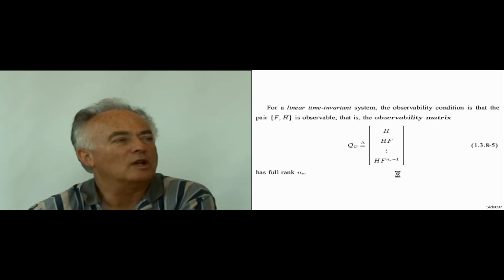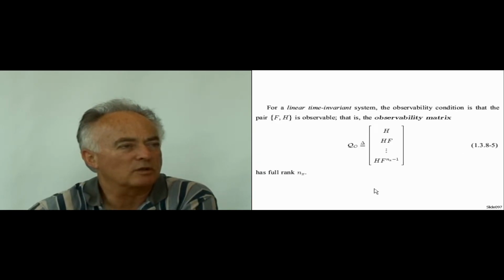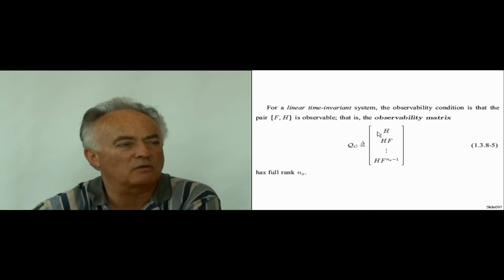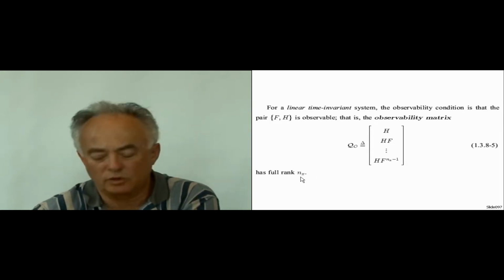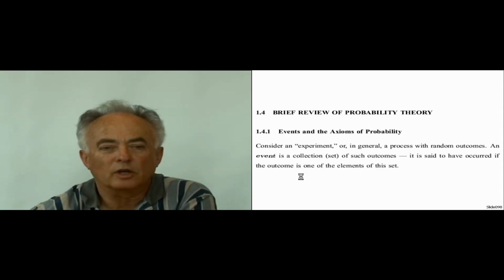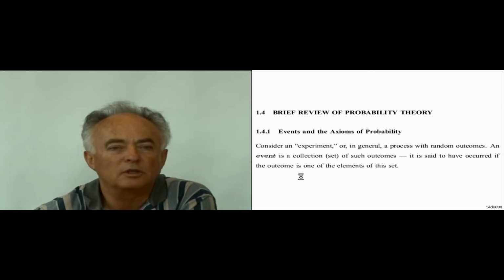If you take a linear time invariant system, the observability condition is that the pair F, H, that's transition matrix and output matrix, is observable, and we have the observability matrix Q sub O: H, HF, up to HF to the n_x minus 1, and this should have full rank, which is n_x. Okay, this much is what we need from linear system theory.